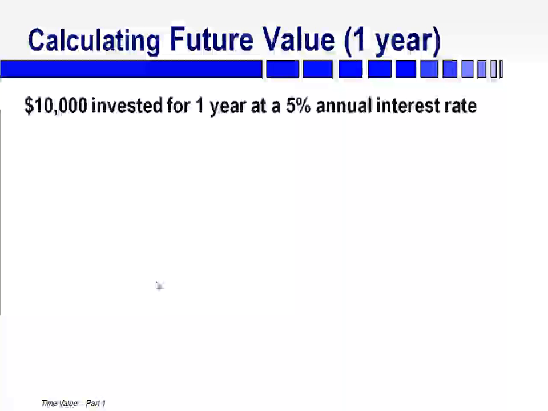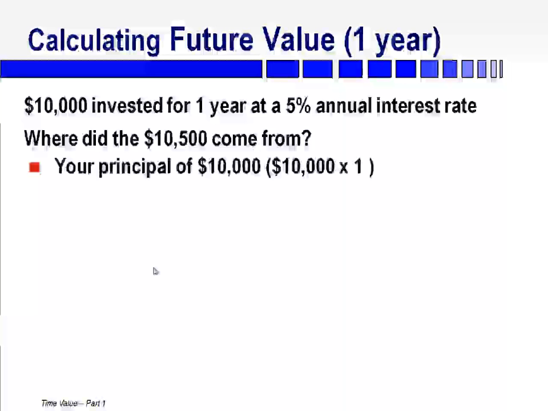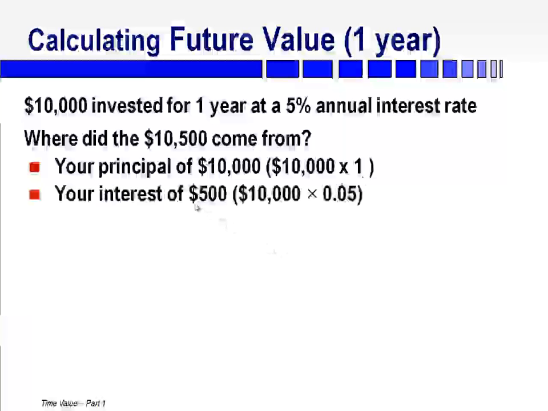We'll start by breaking down what we all pretty much know, and then we'll rearrange things a bit. So where did that $10,500 come from? The principal was $10,000. Think of that as 10,000 times 1. The interest was $500, so that would be 10,000 times 0.05. Let's combine these two, the principal and the interest, and rearrange things a bit.